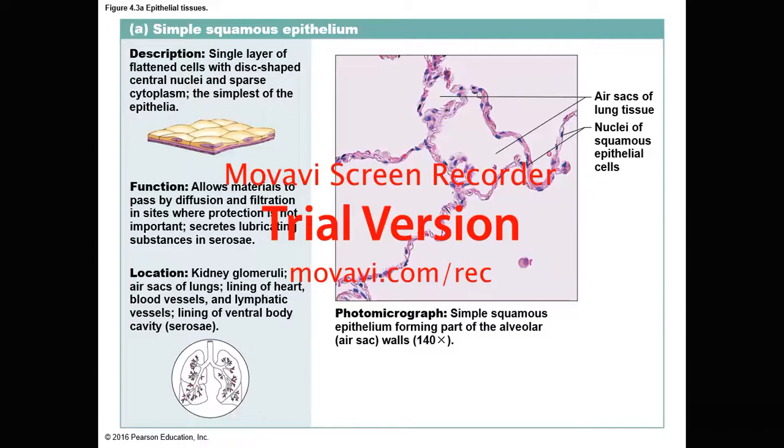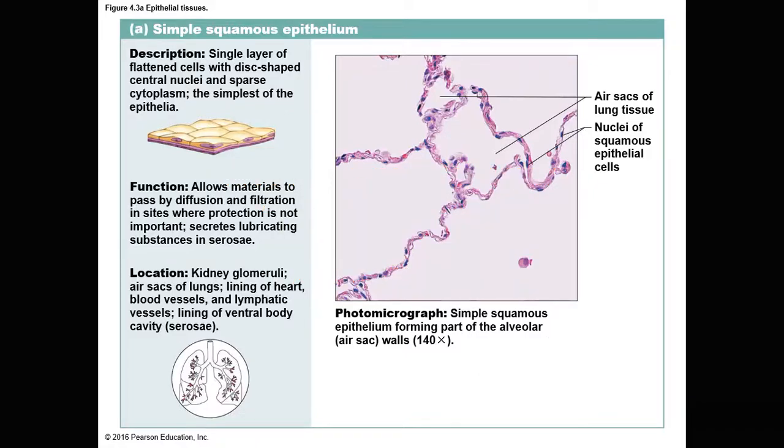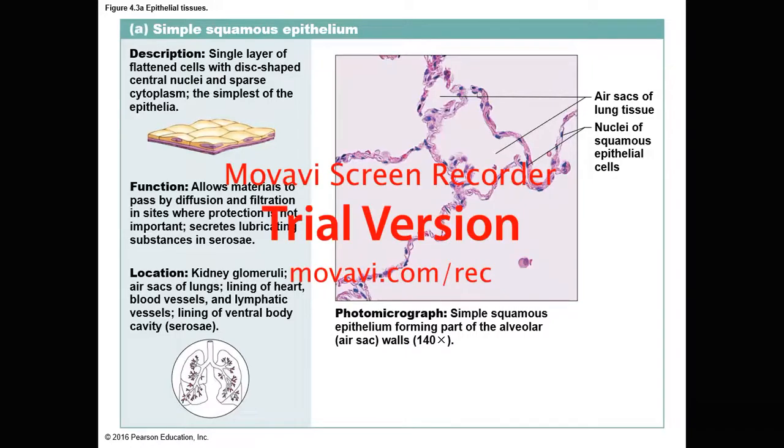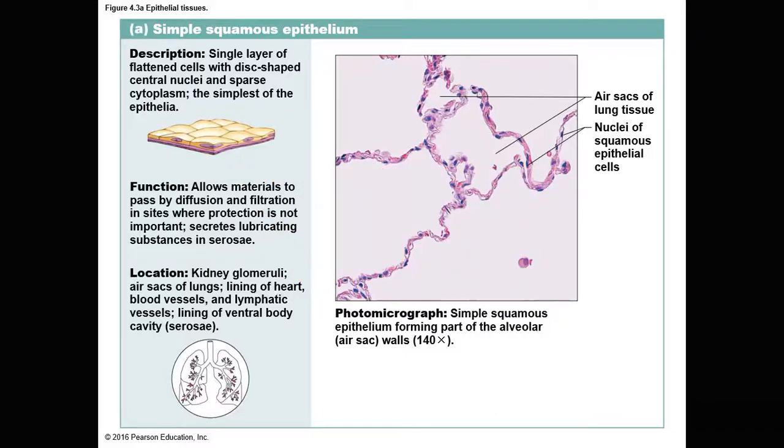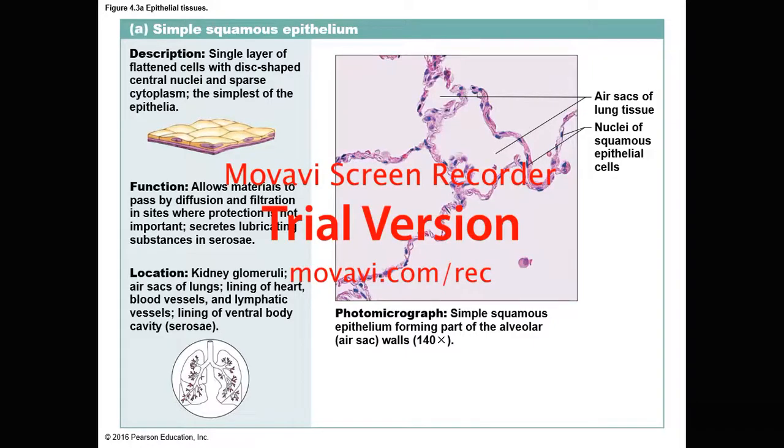This slide has a diagram with the description, function, and location, along with a photograph of a simple squamous epithelium. These types of slides are very good slides to study because they tell you the description, the function, the location, and then you can see an actual picture of what a slide will look like in anatomy lab. If you went to the lab, you would see what the slide would look like. So these are very good slides to study right here.